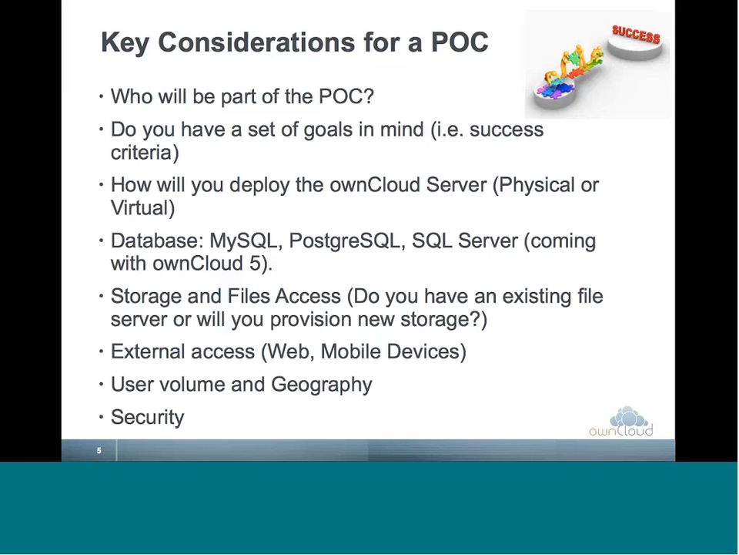Then we want to look at things like user volume and user geographies. We have users all in one spot, which makes it somewhat easier. Do we have users spread across multiple offices? And again, not a problem in terms of being able to make the application available to remote users, just something that you want to think through as early on in the process as possible. And then obviously user volume ties back into things like storage configurations and sizing of the ownCloud server.